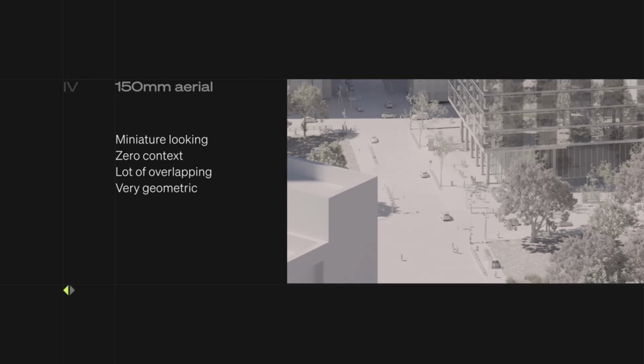Also, since we have a lot of geometric overlapping and zero distortion, everything is very simple lines. It becomes very geometric and very, very graphic, basically. And this is why it's a very valuable focal length if you want to make this type of shot, basically.